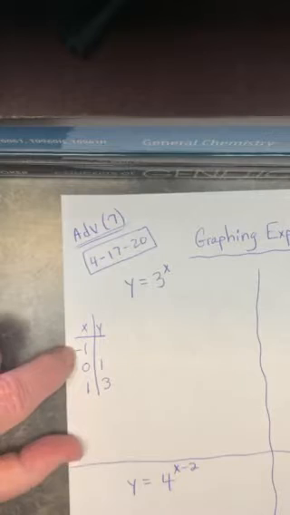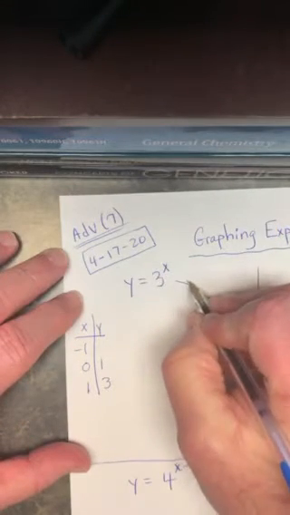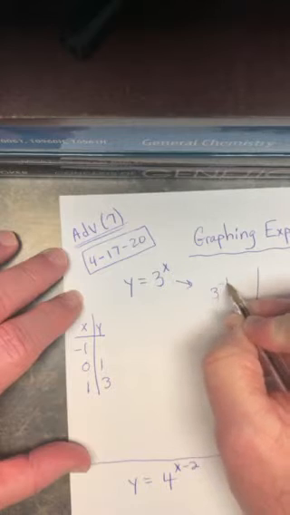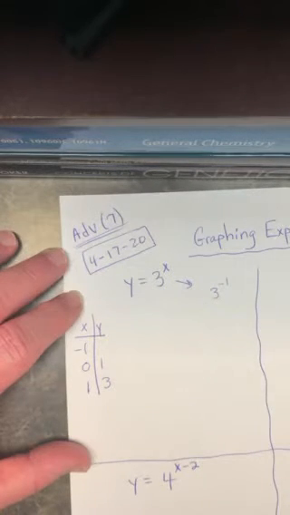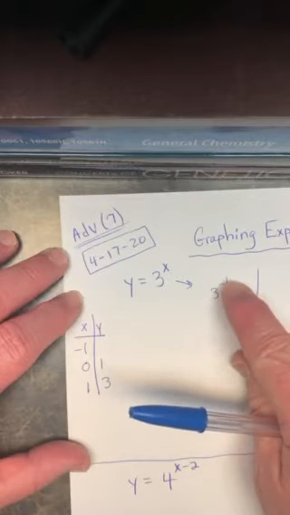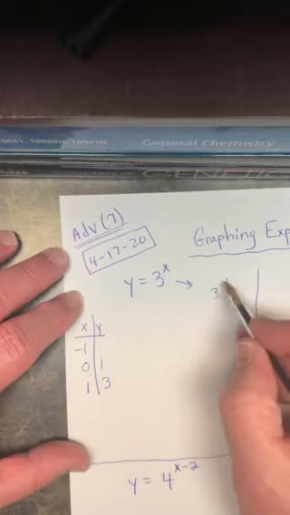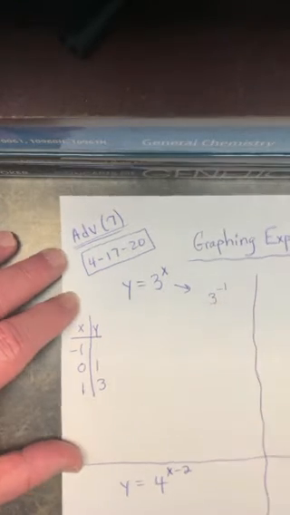And careful here, when I plug -1 in for x, this would say 3 to the -1st power. 3 to the -1st is not -3. Remember, the rule on a negative exponent is what?